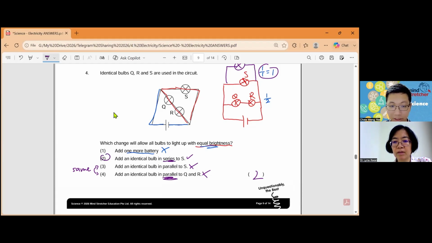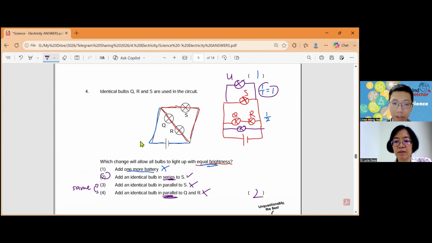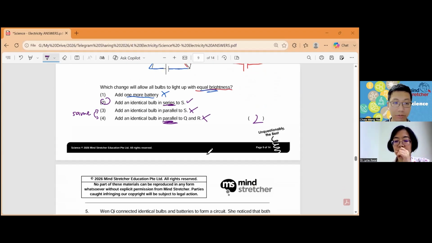That's the answer. But when they say it's parallel to Q and R, that would mean that they add it separately, meaning that I have another light bulb here, which is the same as what I've already drawn just now. So when they add parallel to S, it's the same as parallel to Q and R on a separate loop, separate pathway. Okay, not beside S, because the question did not say that it's beside S. Okay?